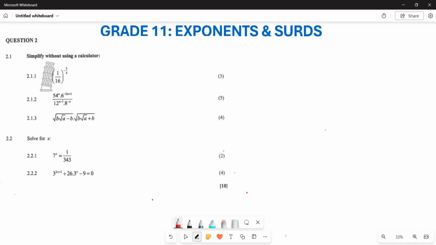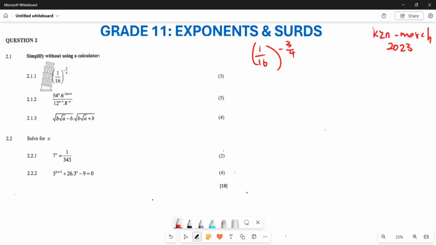Now we are looking at our exponents and surds, and I want us to look at this past paper, which was from KZN. This is your March test from 2023. I want us to look at what we were given in there. Firstly, you are given (1 over 16) to the power of negative 3 over 4. What are you going to do here?